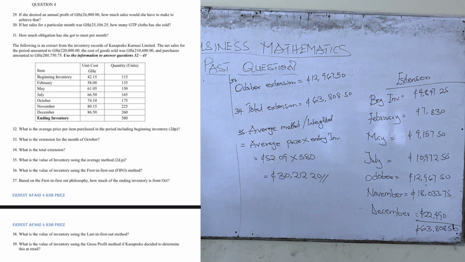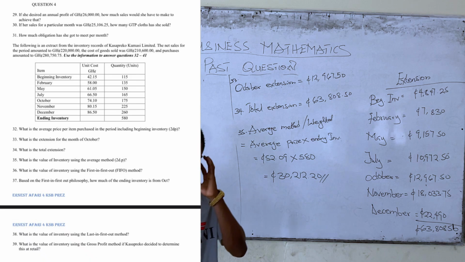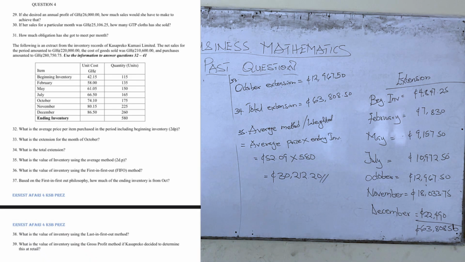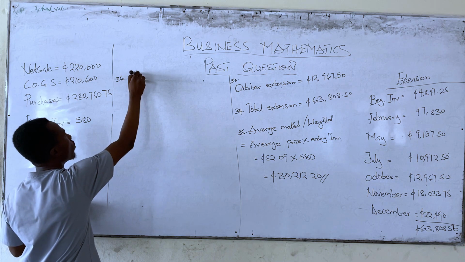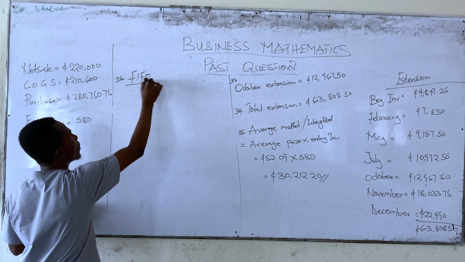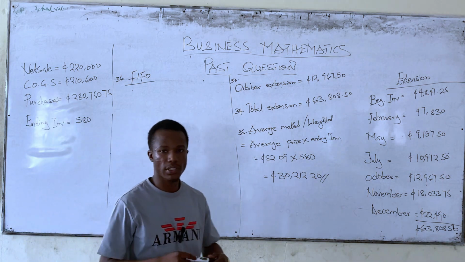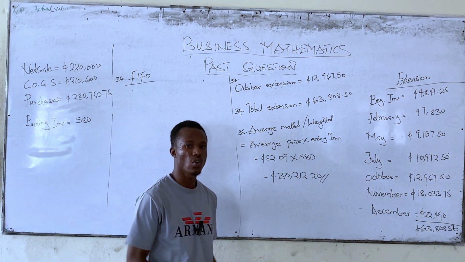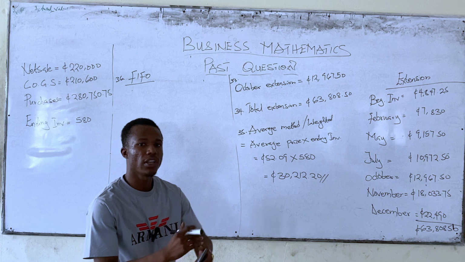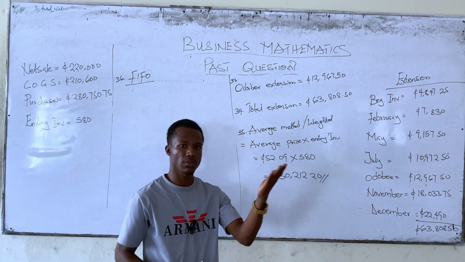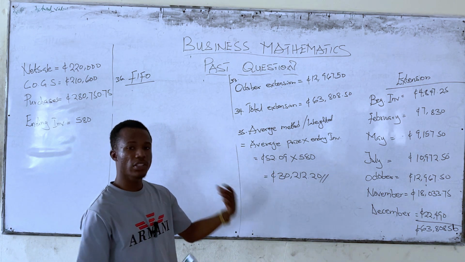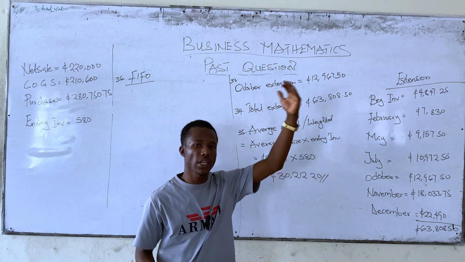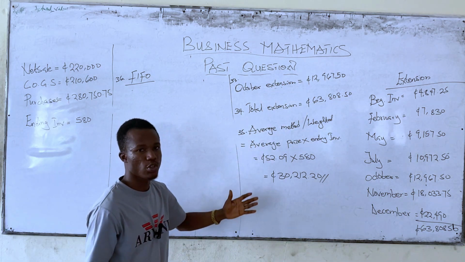So question number 36, it says, what is the value of inventory using the first in, first out method? So FIFO, okay. So first in, first out means what? The one that came first will be the first you will sell, okay. So if you want to determine the value of inventory, you start from the bottom, right? Then if you are calculating for the last in, first out, you start from the top.